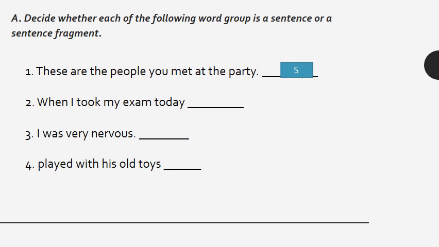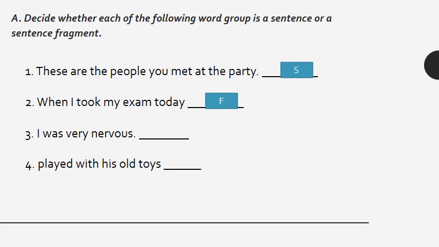Number two, when I took my exam today. When you read this group of words, do you understand it? No. Is it clear? No. So it's not giving a complete thought, and the verb here is not clear. So is it a sentence or a sentence fragment? Since it's missing one of the key components, it's not a sentence, it is a fragment. Excellent. Number three, I was very nervous.